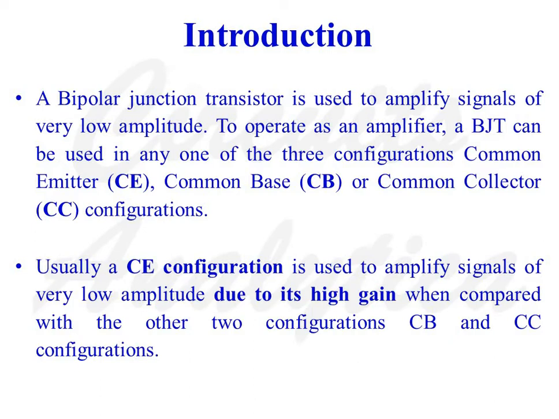To operate as an amplifier, a BJT can be used in any one of the three configurations: common emitter, common base, or common collector configurations. Usually, a common emitter configuration is used to amplify signals of very low amplitude due to its high gain when compared with the other two configurations, common base and common collector configurations.